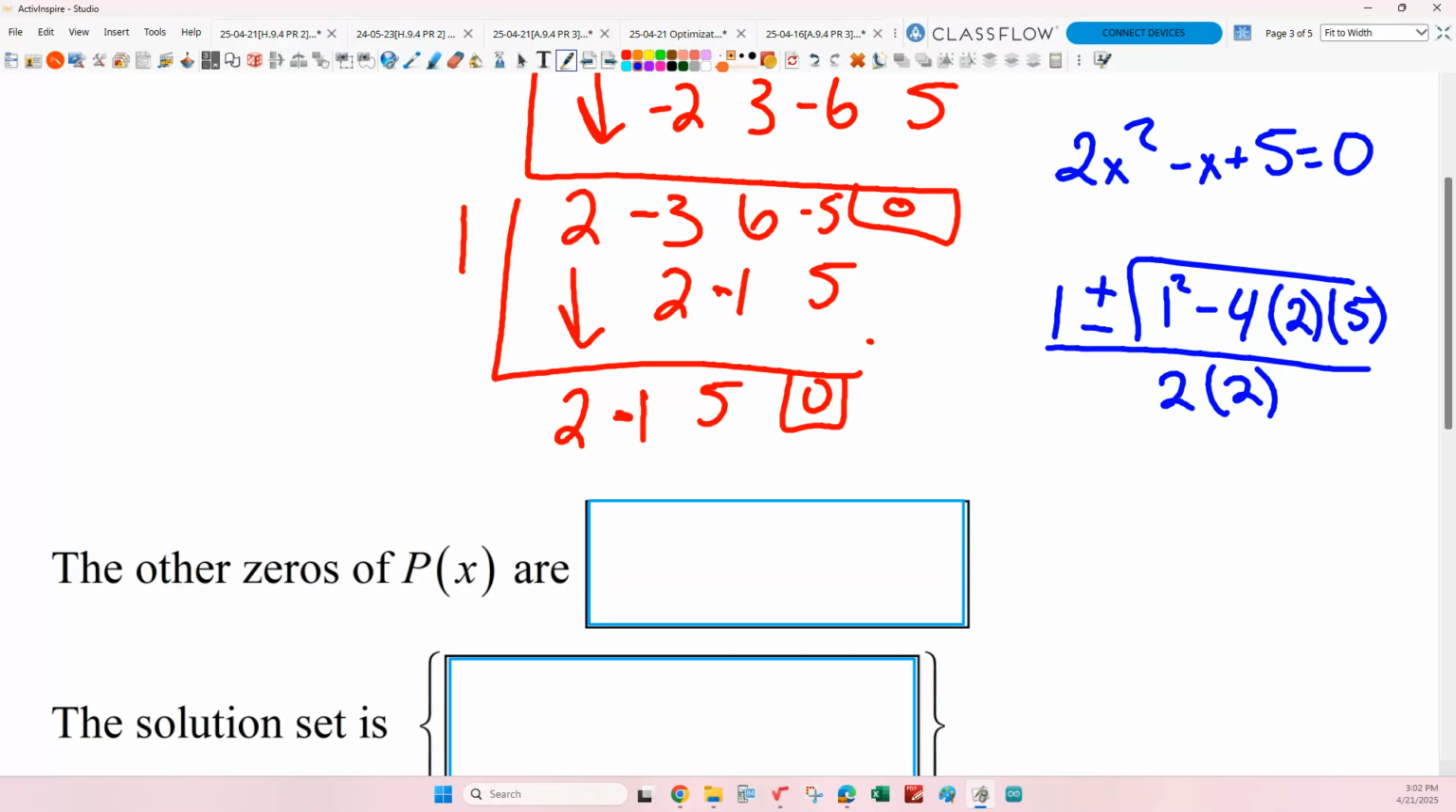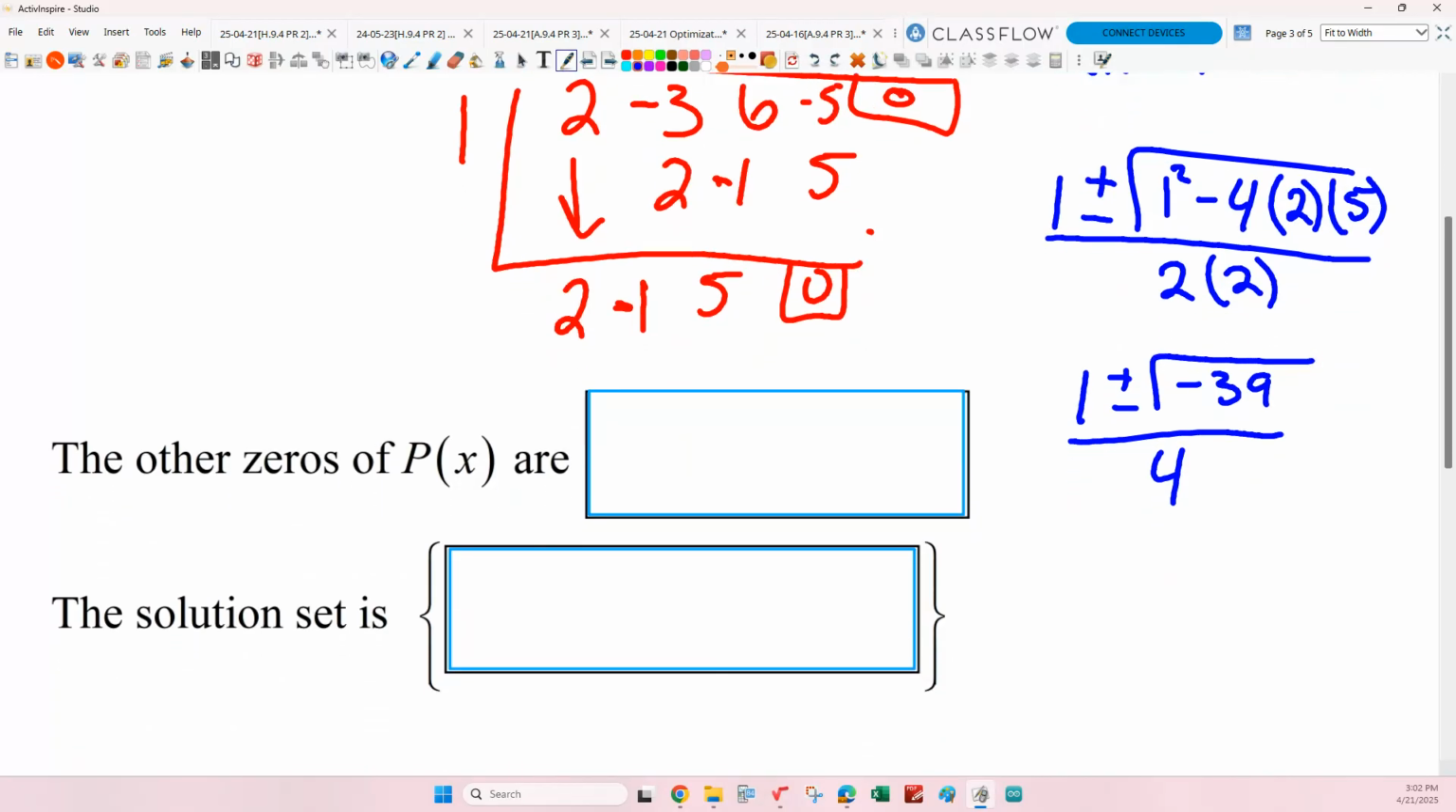Yeah, 1 minus 40. What is 1 minus 40? Negative 39. What about my denominator? 4. Okay, can I have a negative on the inside? So what does this become? An i. So I get 1/4, because they're just splitting it into 2 different fractions, plus root 39 over 4 i, and then 1 minus root 39 over 4 i.